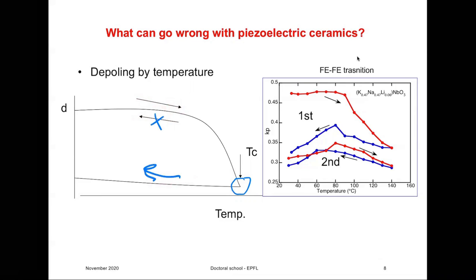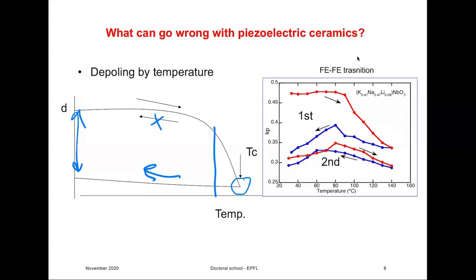So this is for cooling. Your piezoelectric coefficient would be reduced, even if you don't go all the way to TC, just approaching it. And this defines how far you can use piezoelectric material. Remember, there is a Curie temperature.